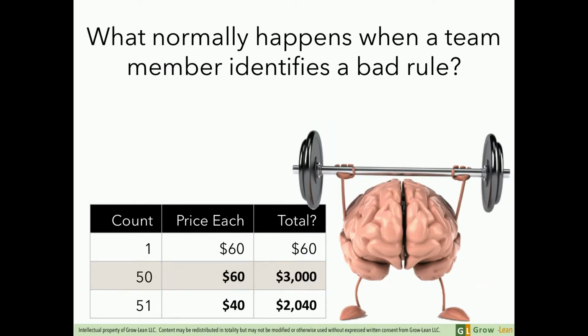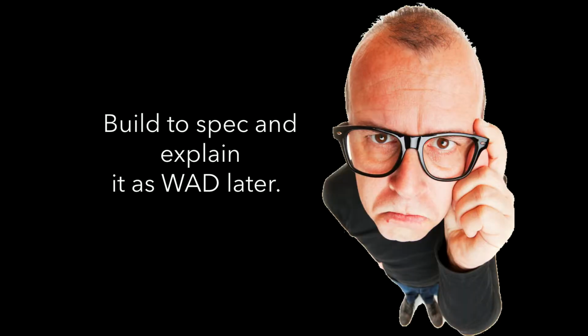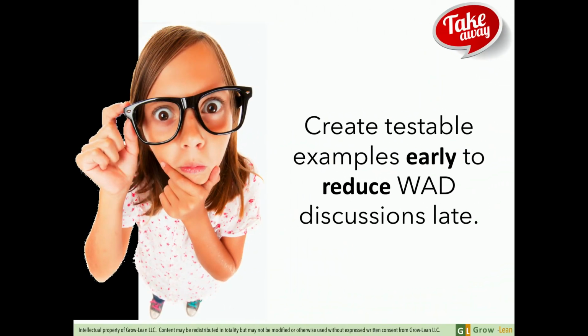But what normally happens in most workplaces, not yours, when we see a rule that's silly like this? Change it. No, I said at most workplaces. You work around it. I'm going to say you just implement it, and then later on you explain it as WAD, which stands for works as designed. I'm IT, they tell me, look at the crap you told me. I just say give me the rules, I build it. Yeah, works as designed. So my takeaway is create the testable examples early to reduce the why discussions late.